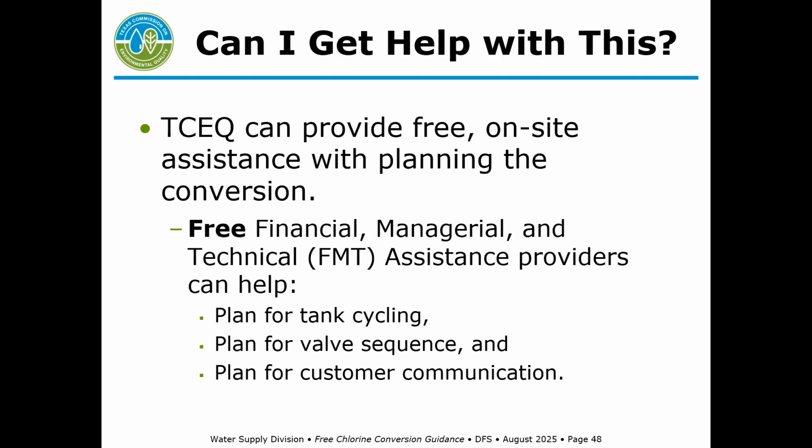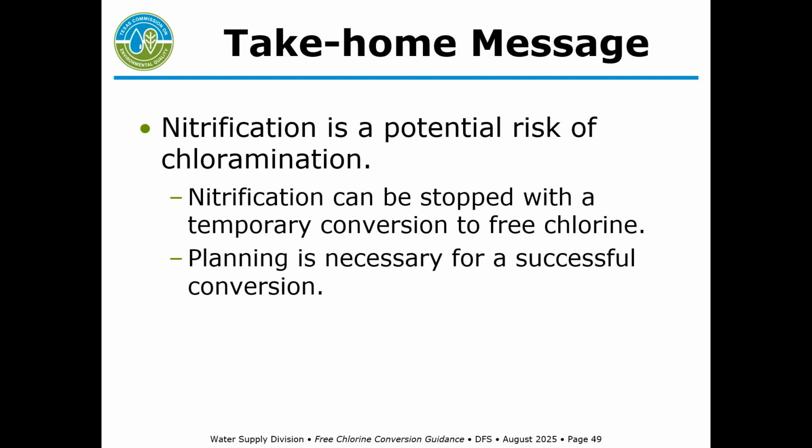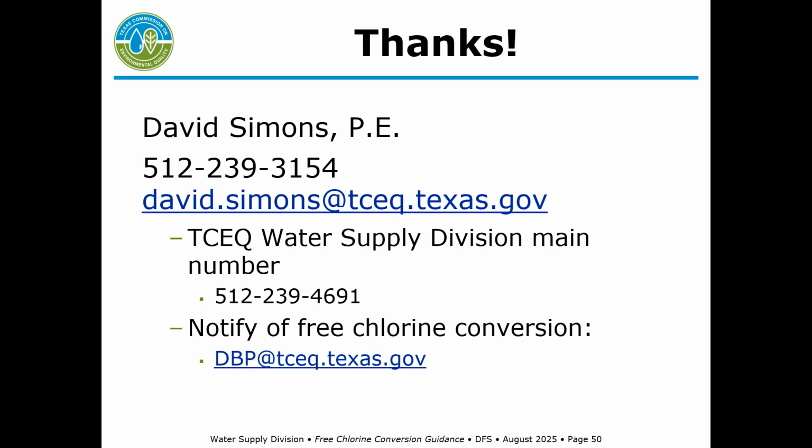Our financial, managerial, and technical assistance providers can help you on site. These are some of the things that they could help you with: tank cycling, valve sequencing, maybe even customer communication. And then, just take-home message, reiteration, nitrification is always a potential if you have a chloraminated system. You can stop nitrification with a temporary conversion to free chlorine, but you need to do it right. You need to plan ahead, et cetera, et cetera. If you want to notify us of your conversion, you can just send an email to dbp@tceq.texas.gov. That's our DBP compliance folks.